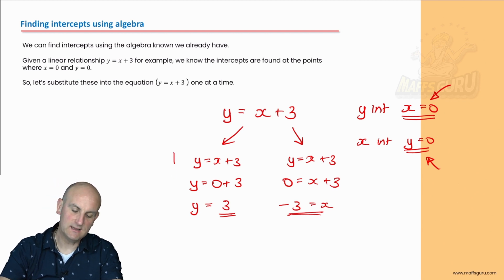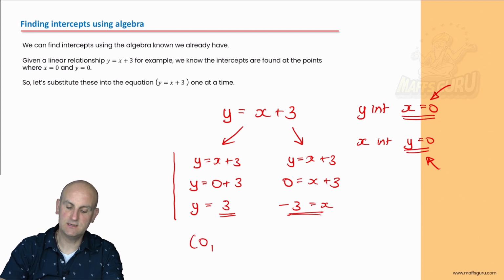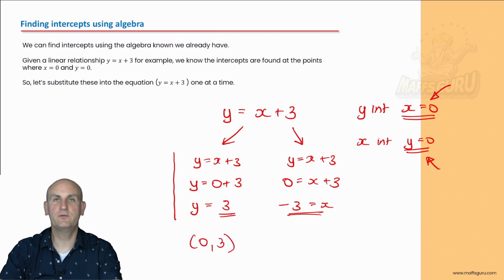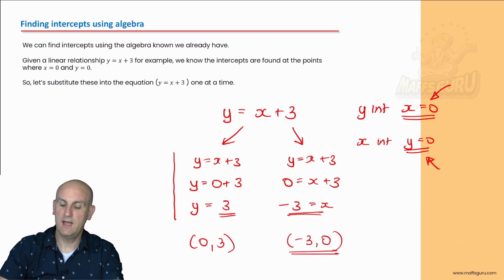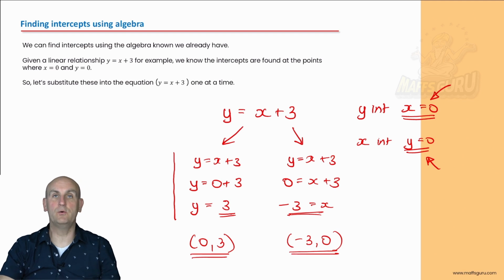Well, what are we going to do with that now? This working out basically was when x was 0, it told us that y was equal to 3. We got a coordinate. Hold on a moment, we've got an intercept. And here we've got x equals minus 3 when our y value was 0.